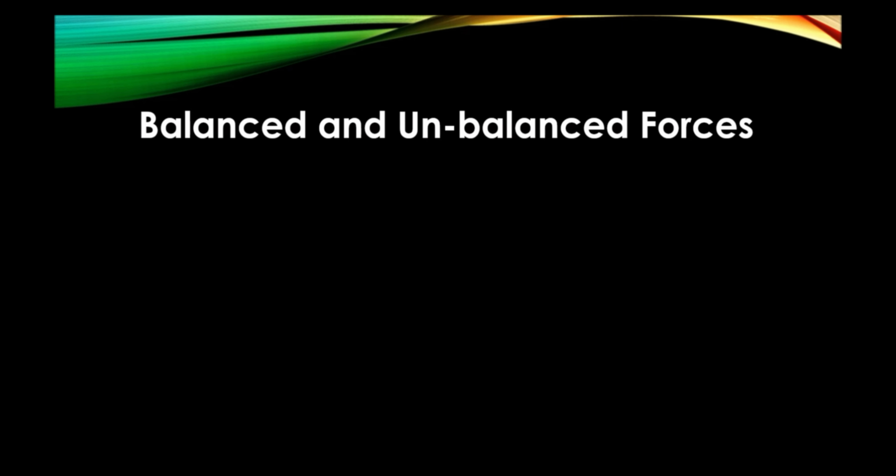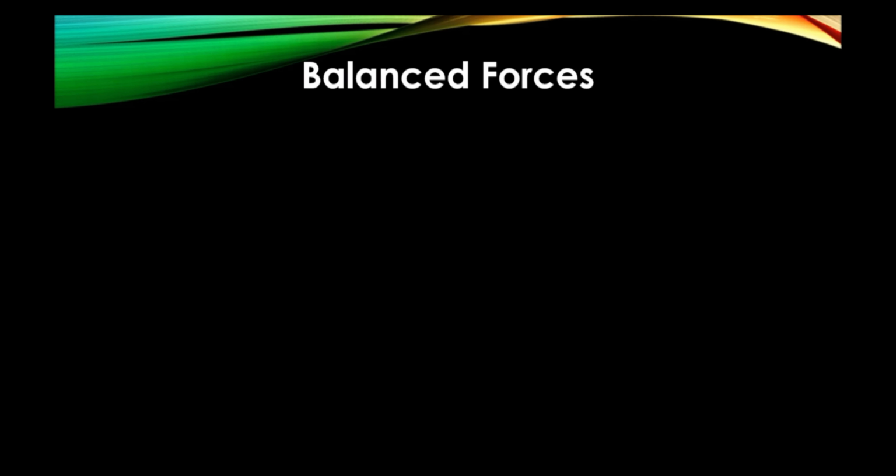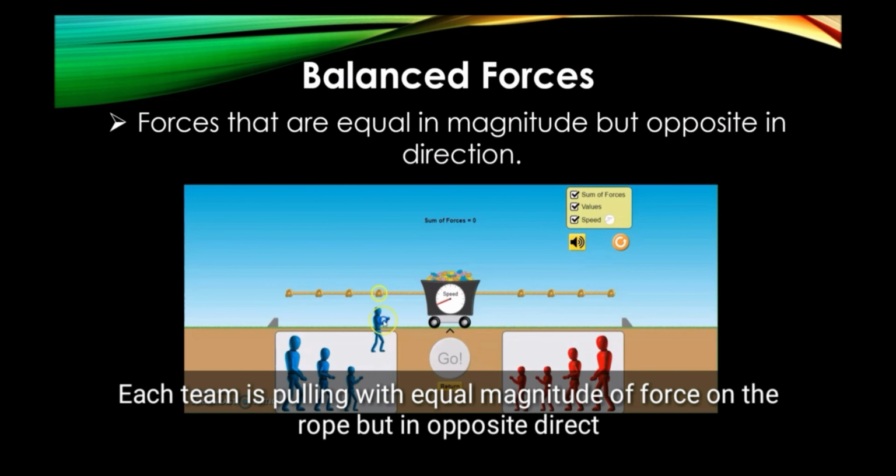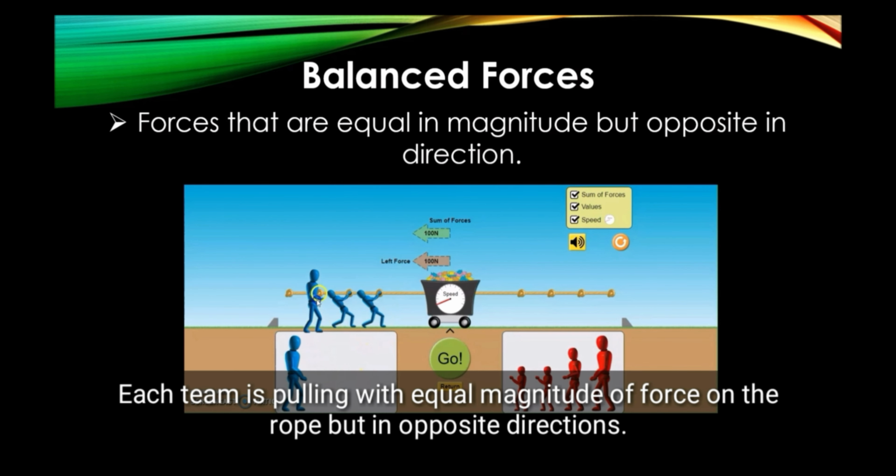To describe a force, you must know two things. You must know the magnitude and the direction of the force. Suppose two teams are playing tug of war. Each team is pulling with equal magnitude of force, F sub A and F sub B, on the rope but in opposite directions. Neither team can make the other team move. Forces that are equal in magnitude but opposite in direction are called balanced forces. Balanced forces do not cause a change in motion.